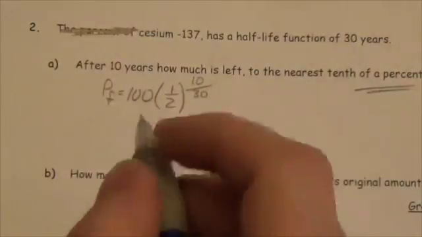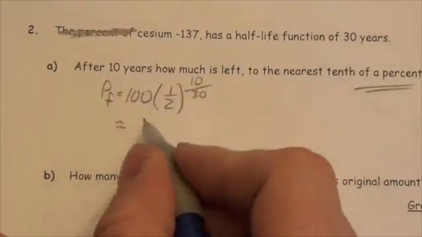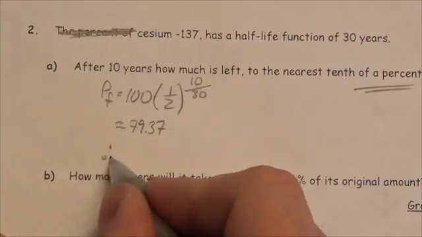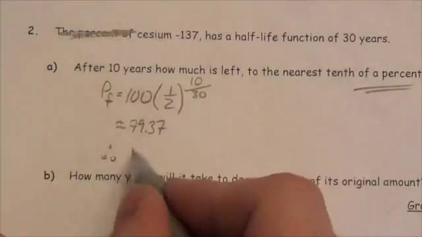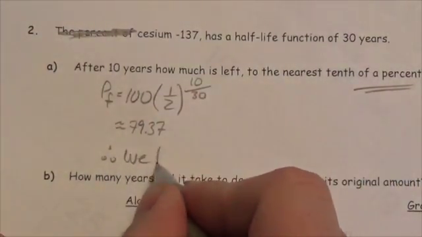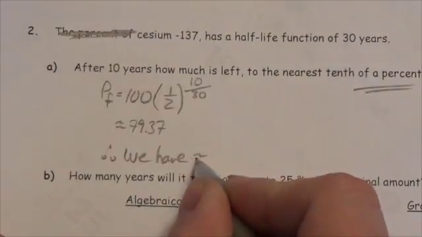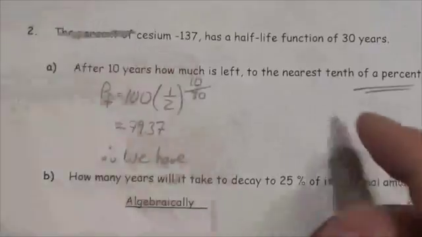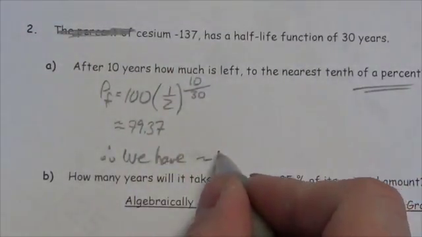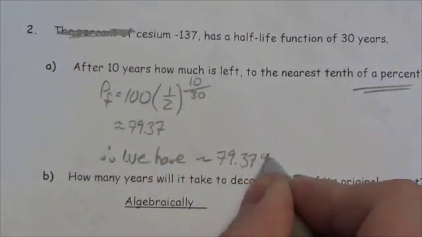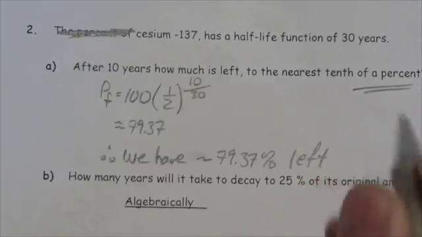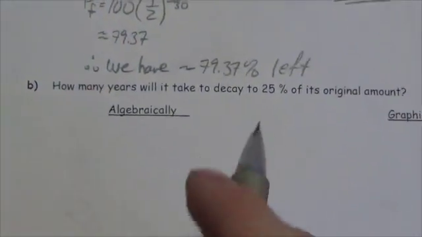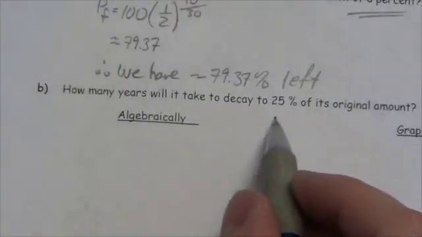And we get roughly 79.37. So the final amount there is approximately 79.37. So therefore, how much of it is left? We have approximately 79.37% left.